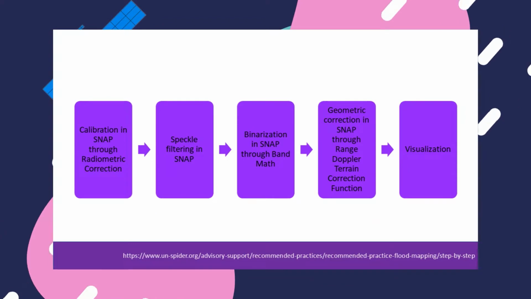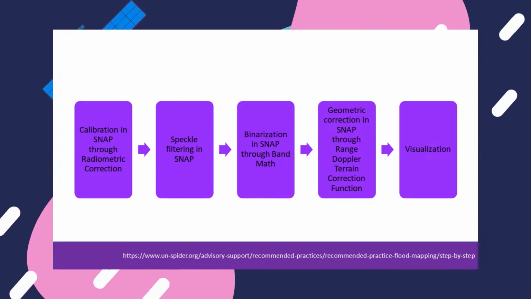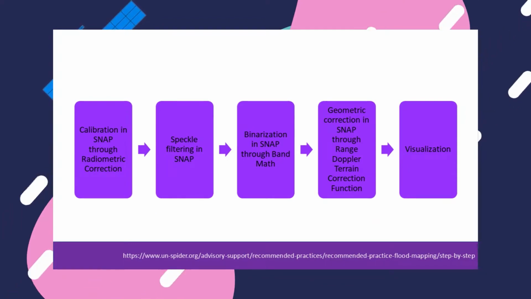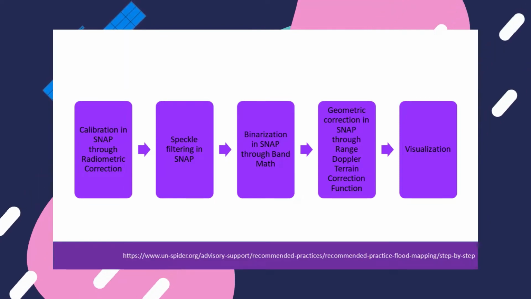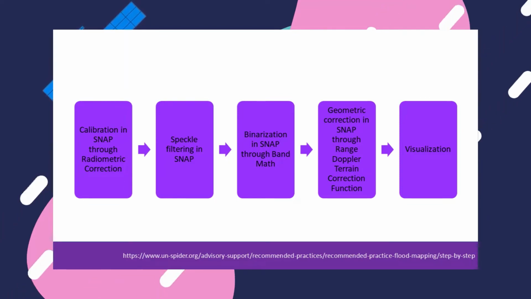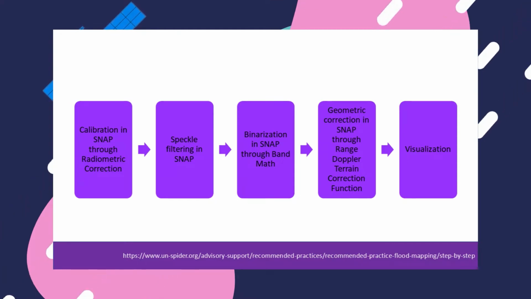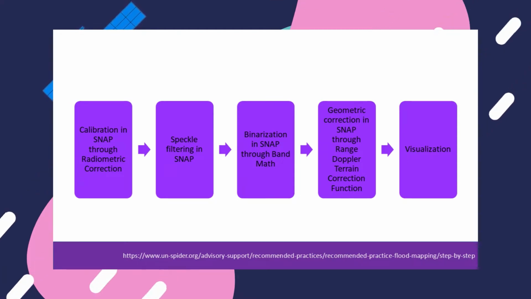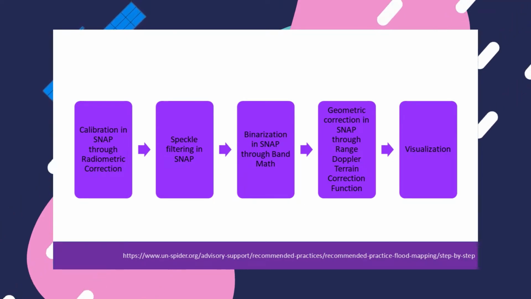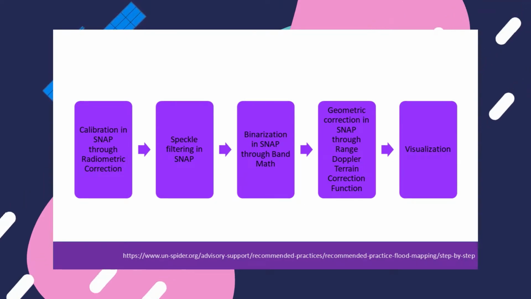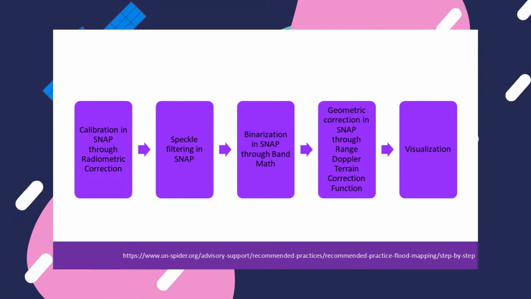Ayan. So, ito po yung basic steps, na 5 steps lang naman siya. So, we have calibration in SNAP through radiometric correction, speckle filtering, binarization through band math, geometric correction through the range Doppler terrain correction function, and visualization. So, lahat ng mga procedures na to, gagamitin lang natin ang SNAP.